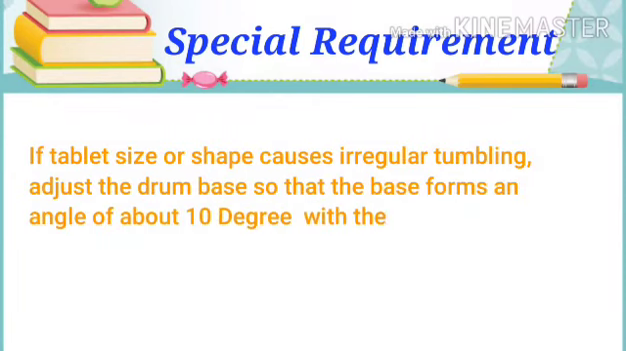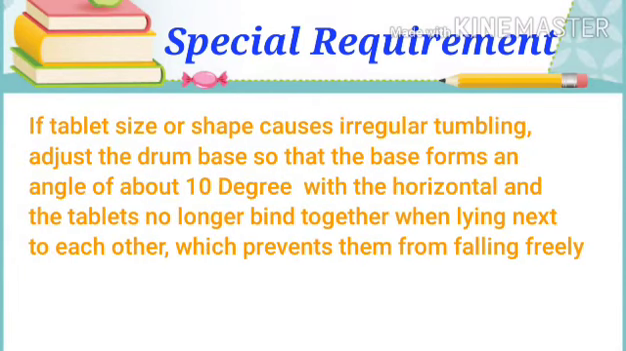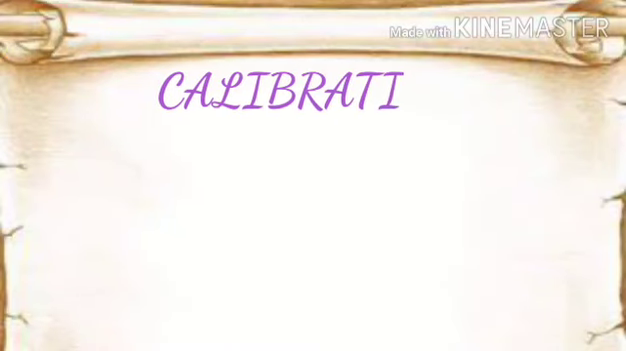Special requirement: if tablet size or shape causes irregular tumbling, adjust the drum base angle to about 10 degrees with the horizontal, so that the tablets no longer bind together when lying next to each other, which prevents them from falling freely. Let's discuss calibration of the friability test apparatus.